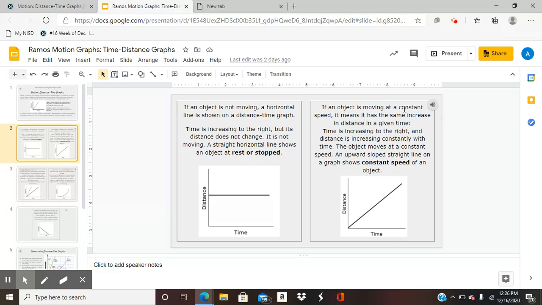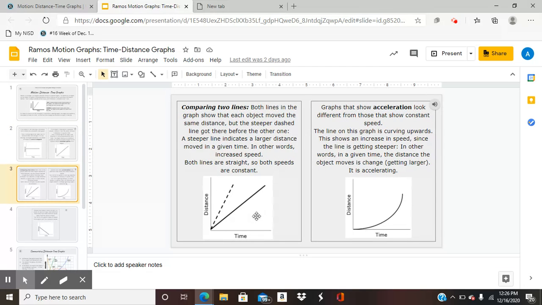If an object is moving at a constant speed, it means it has the same increase in distance in a given time. Time is increasing to the right, and distance is increasing consistently with time. The object moves at a constant speed. An upward sloping straight line on a graph shows constant speed of an object.